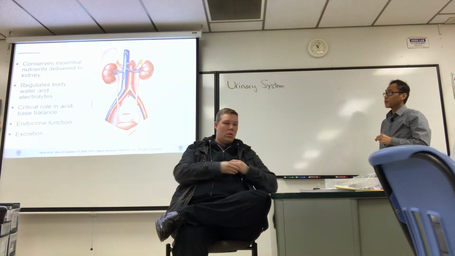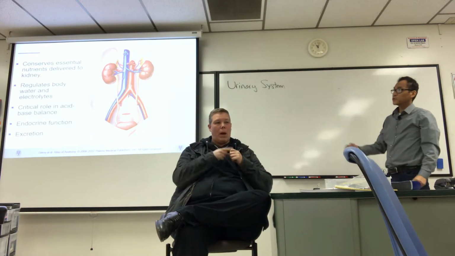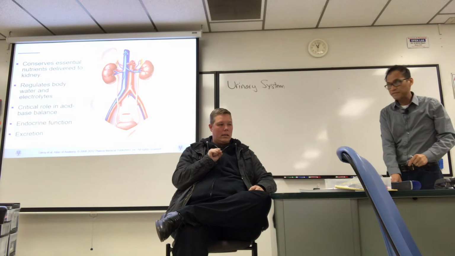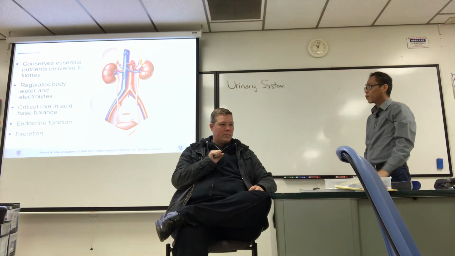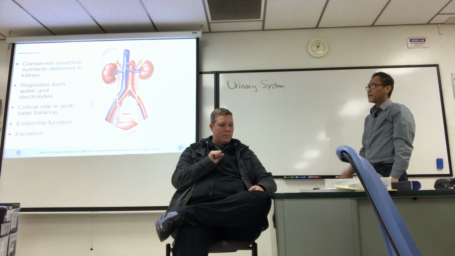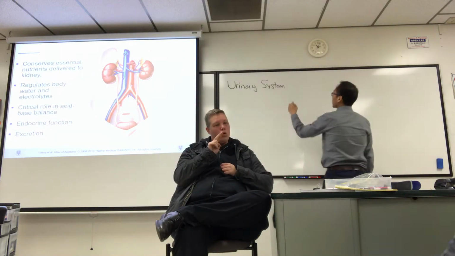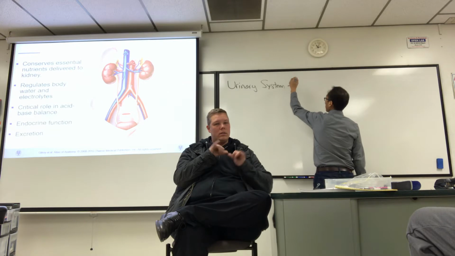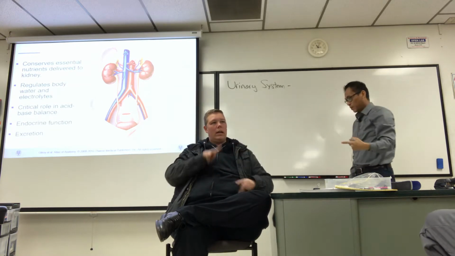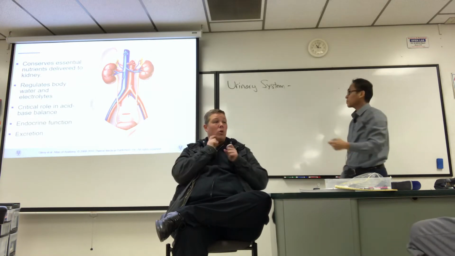So this picture shows you the abdominal cavity with the digestive viscera removed so you can get a view of the overall system. So the basic idea of the urinary system is to study how the kidneys produce urine. Basically you produce urine by filtering the blood plasma.